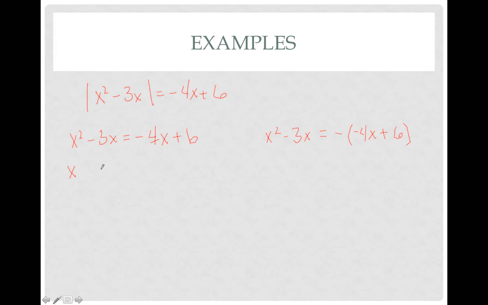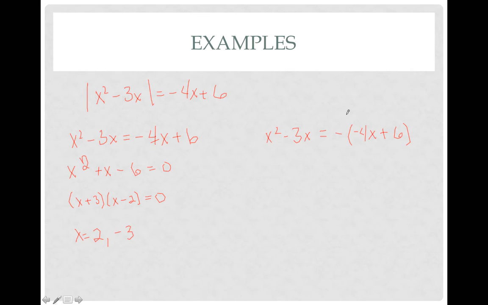Here I'm going to add 4x. And here I'm going to subtract 6. I get that statement there. This tells me that x is equal to 2 and negative 3.